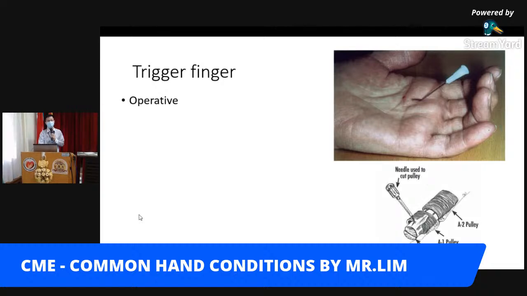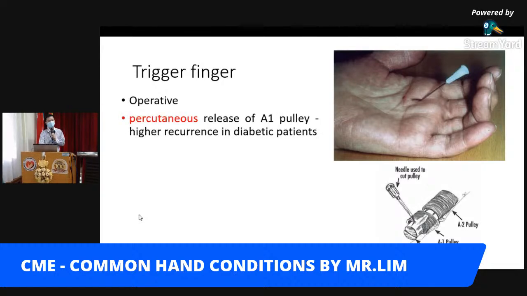Next is operation. There are percutaneous and open methods. Percutaneous release of the A1 pulley is done by using a needle with its sharp needle tip. The sharp needle tip, we introduce it under local anesthesia at an angle. We make sure that it's not in the tendon. And we use the very sharp edge of the needle tip to lift up and sever or cut the A1 pulley.